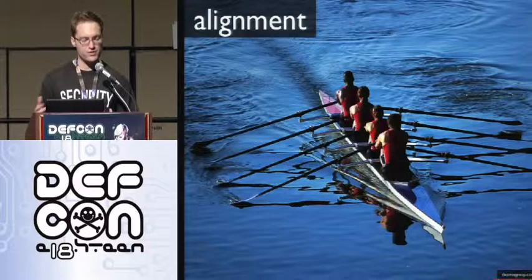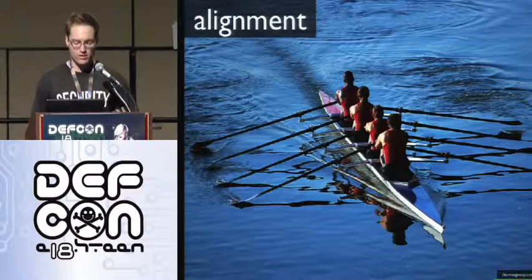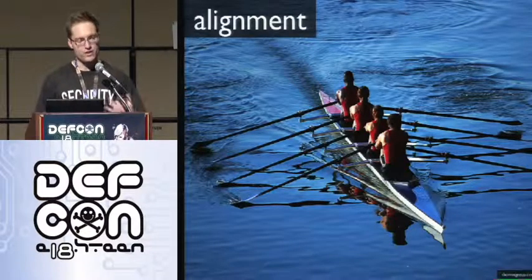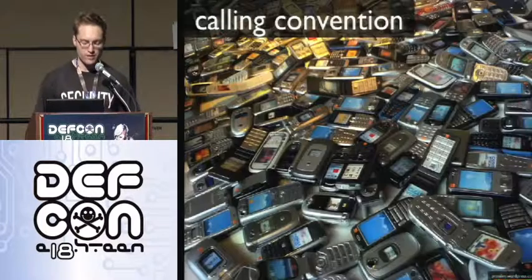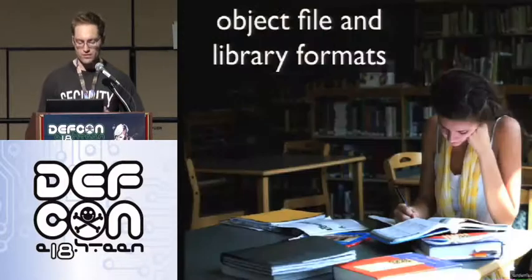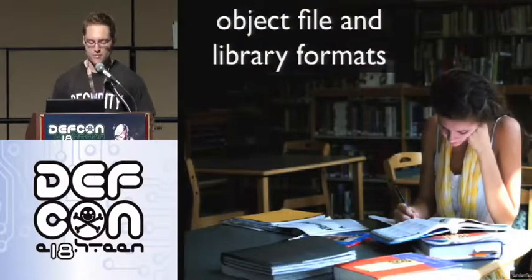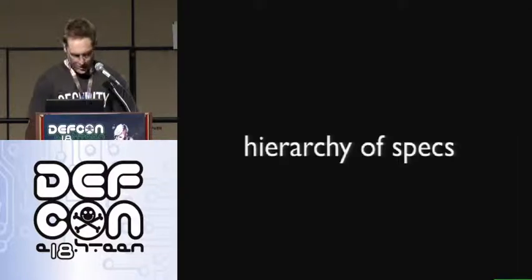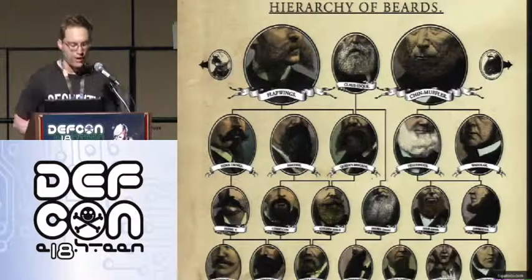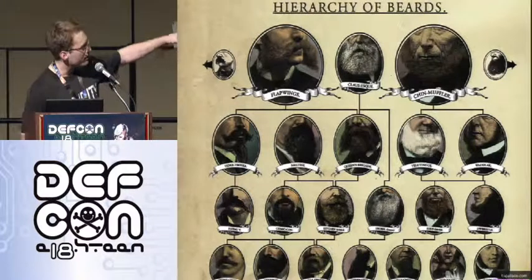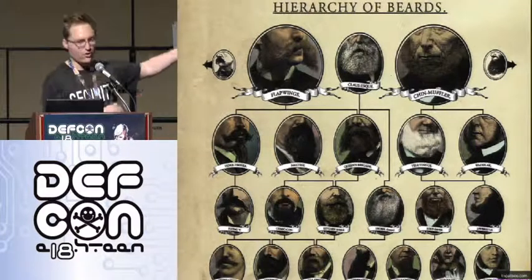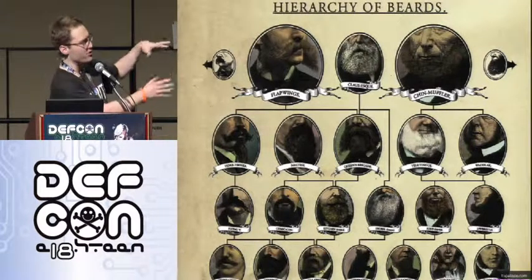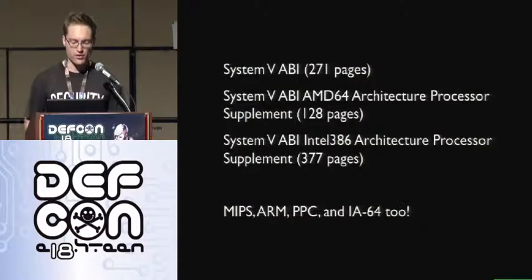Some of the more important things for this talk are it tells us about alignment, the alignment of the program stack, data types, stuff like that. It tells us about calling convention, how functions are called, where arguments live, how that stuff works, and about object file and library formats. The great thing about the ABIs is that they form a hierarchy, kind of like this hierarchy of beards. These beards are all related in some way. They're all parts of each other, and the ABIs are the exact same way.